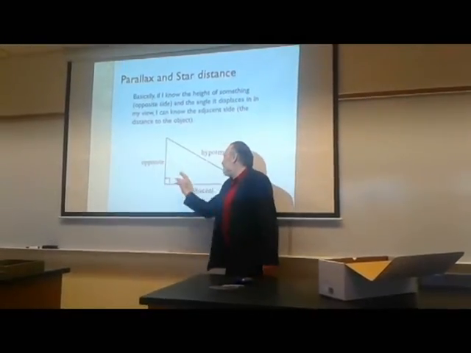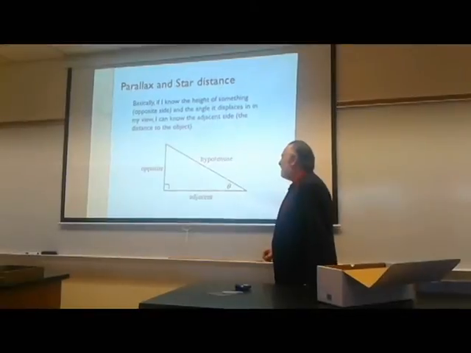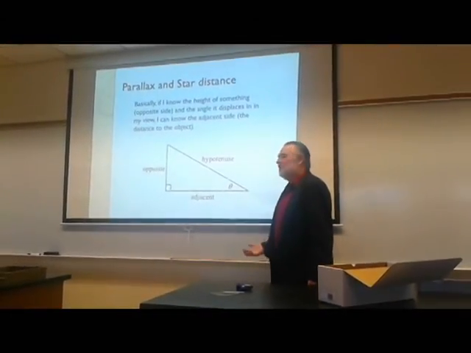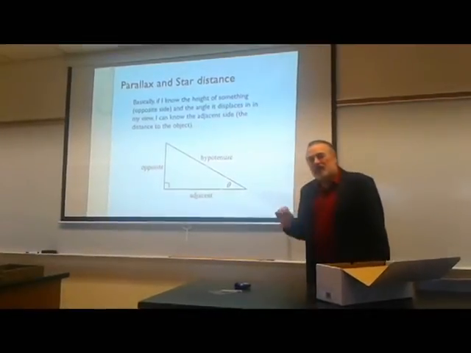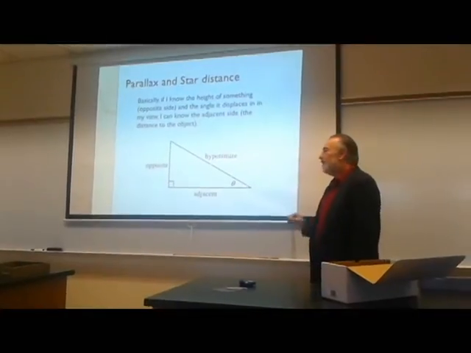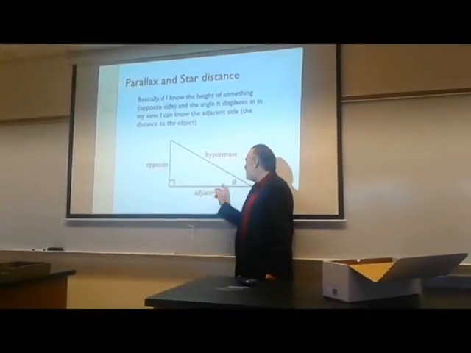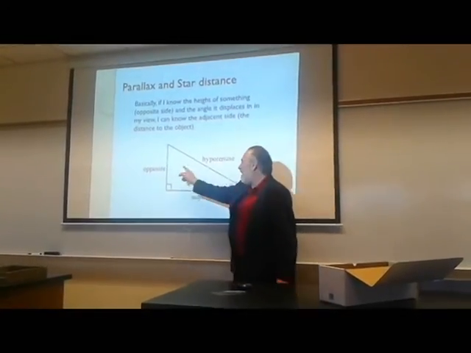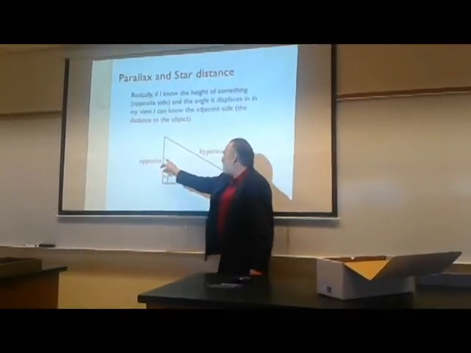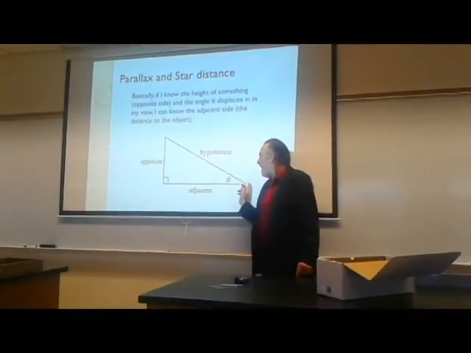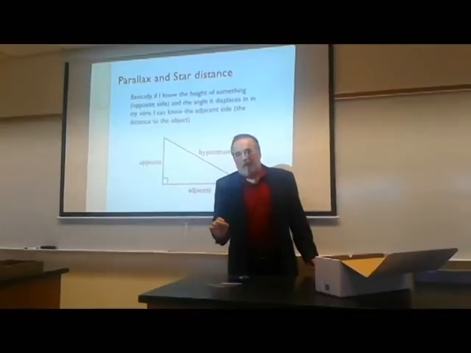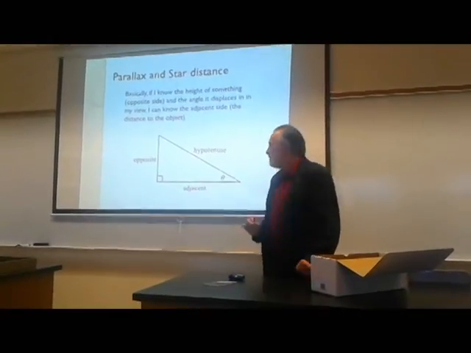Or if I'm given the opposite side and adjacent side with the angle, I can use tangent. Tangent of an angle is equal to the opposite over the adjacent side. So if I know either the adjacent side and the angle, I can get the opposite side, how high something is. Or if I know the opposite side and the angle, I could get the distance. That's the parallax effect, the distance to a star.